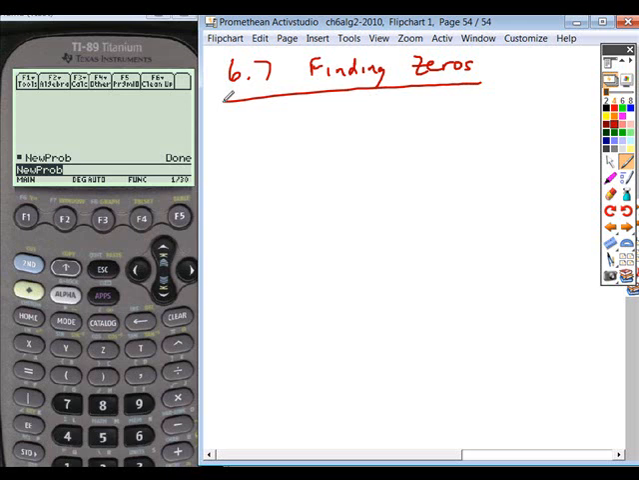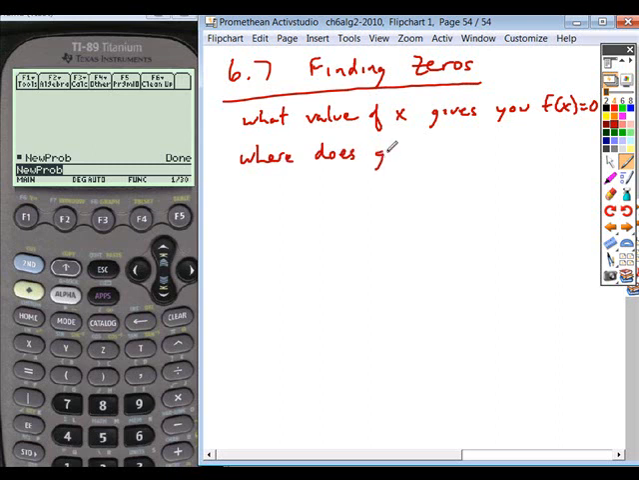And remember, finding zeros just means you're calculating for what value of x gives you an f of x value or a y value of 0. So you're just finding where the graph crosses the x-axis. Okay. So again, all of this, finding zeros, solutions, might be used interchangeably.